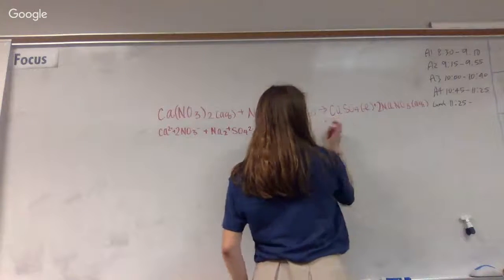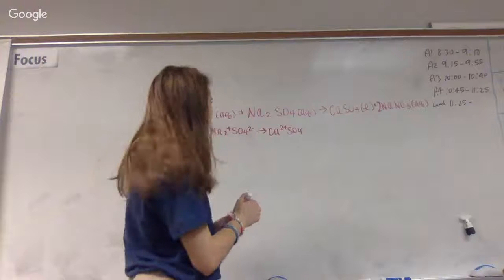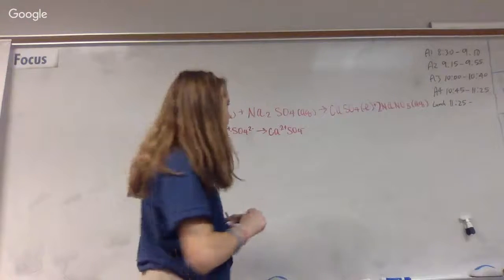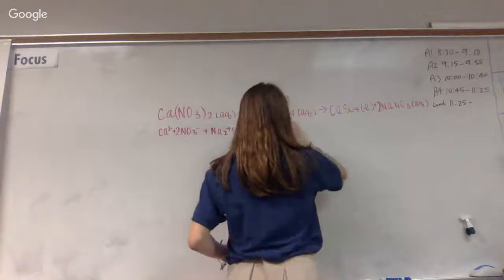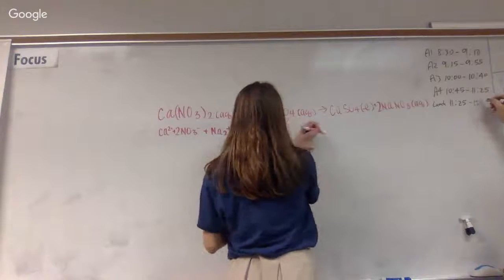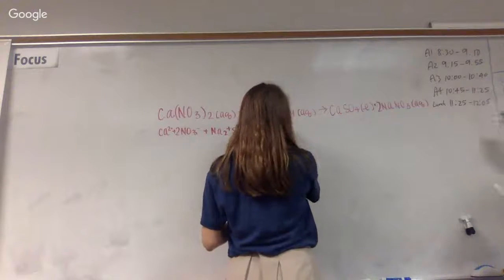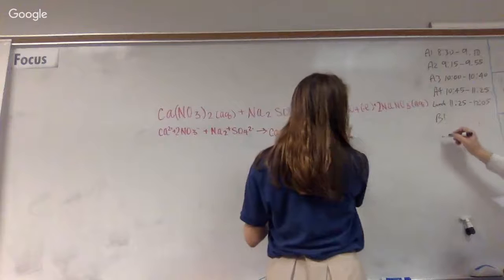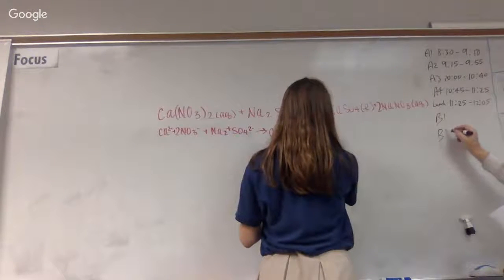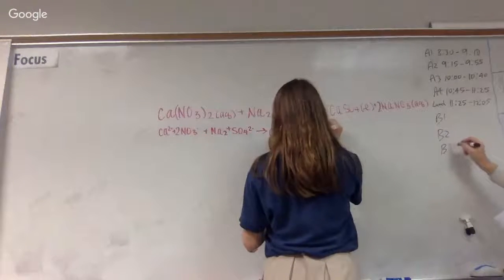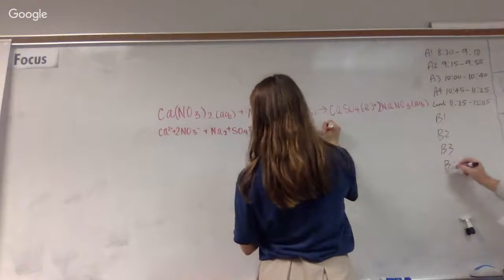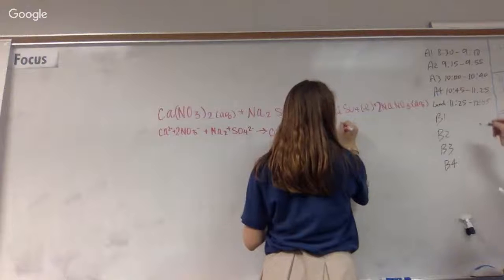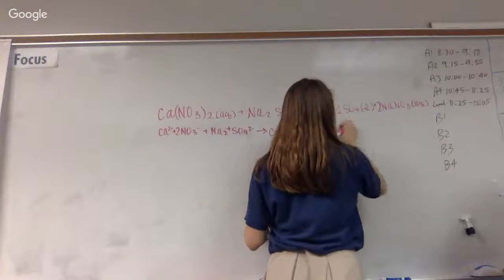Okay, now CaSO4, isn't that a liquid? Yeah, it's a liquid. So we don't break it apart. We just write it exactly as is. So that'll be 2Na plus, 2NO3 minus.